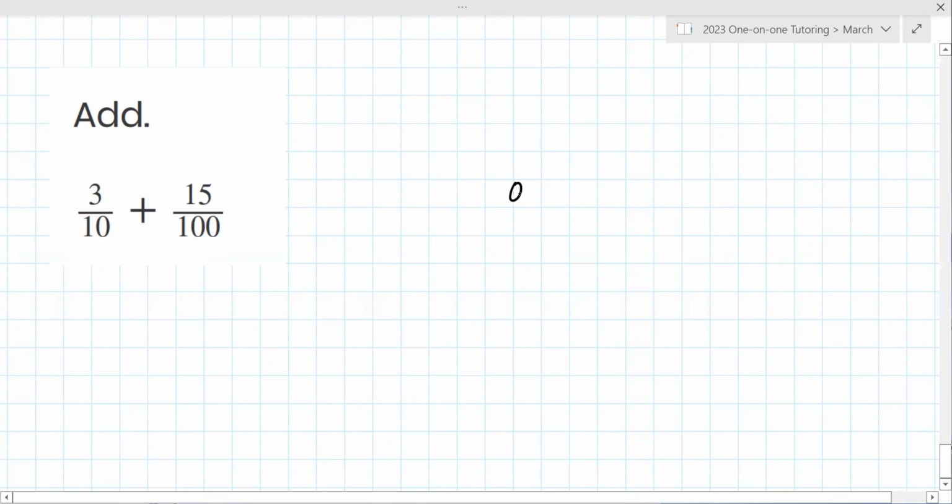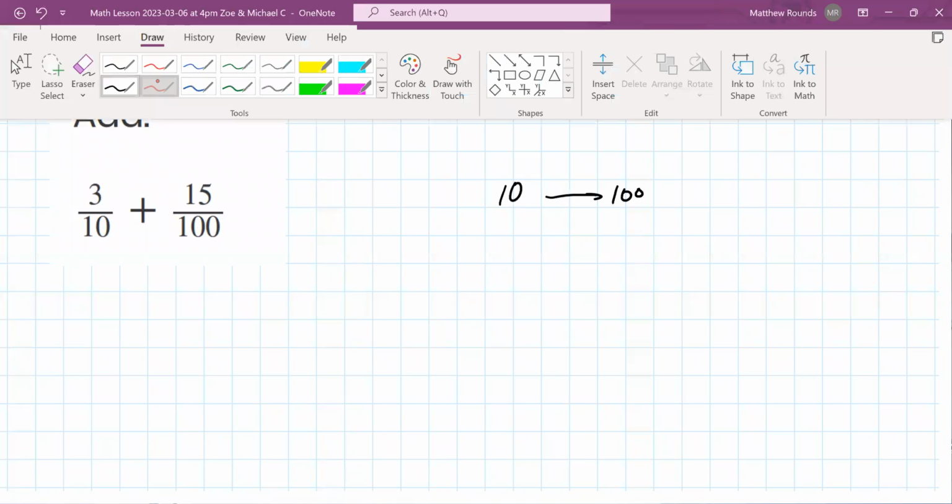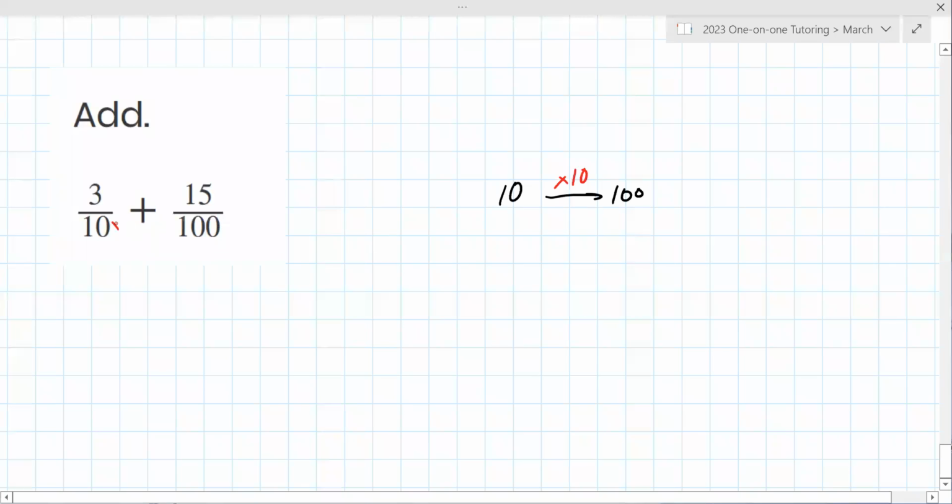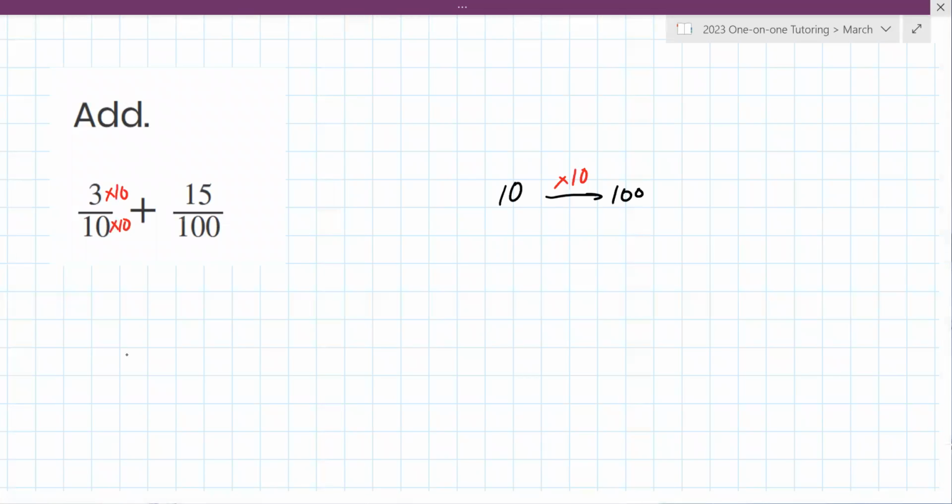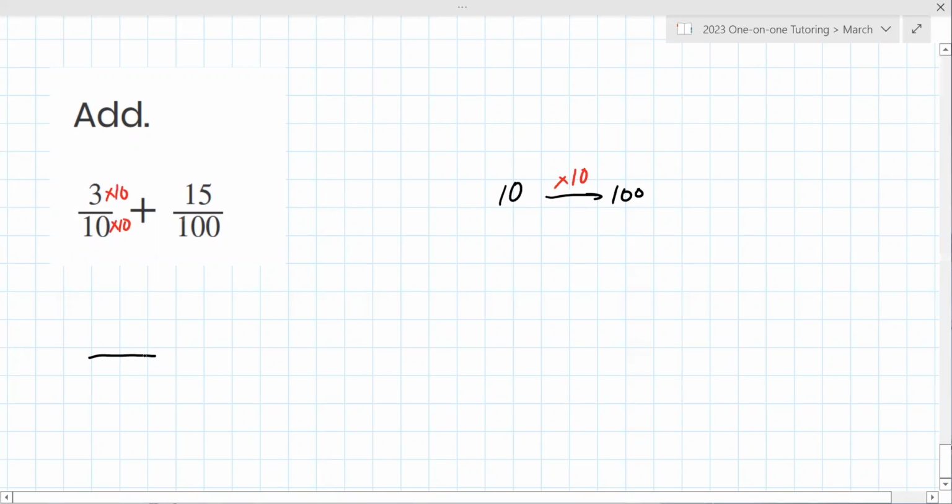So when we're looking at a problem like this, we want to go from 10 to 100. How do you go from 10 to 100? What do you multiply by? 10. Times 10. So you're going to multiply both of these fractions on the left by 10. Can you tell me the new fraction, please? So 30 over 100. Very good.